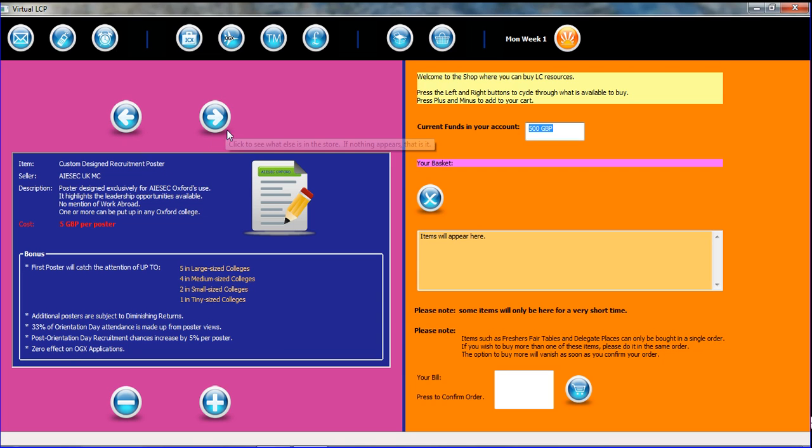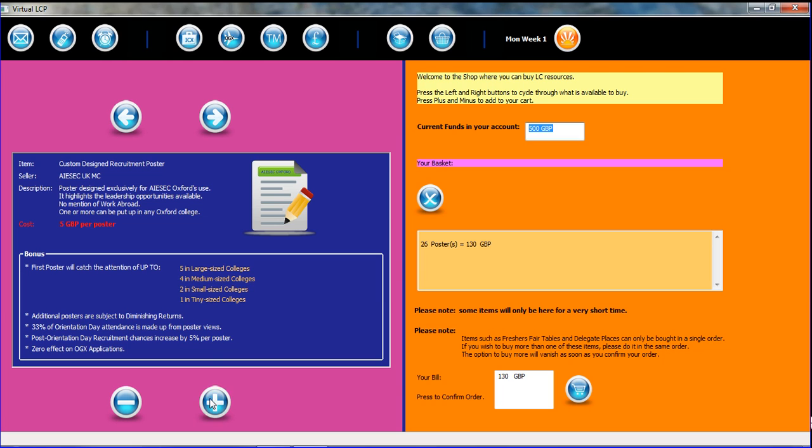Alright, let's see. Okay, so if you see, as we add them here, it's in plus, it's changing our bill here. How many can we go for? I'm just going to go for 26, because that's how much I go for in my normal practice sessions for this game. Alright, and here we have Freshers Fair table.